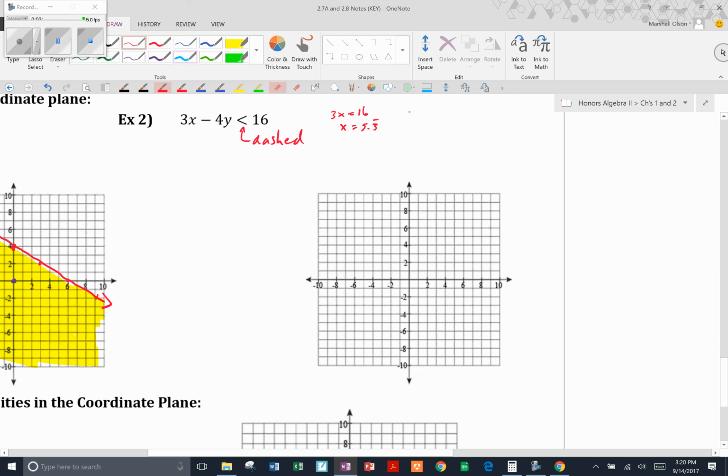Our y-intercept would be negative 4, because we have negative 4y equals 16. So y would equal negative 4. These are our intercepts right here. Okay, so that I can put down.